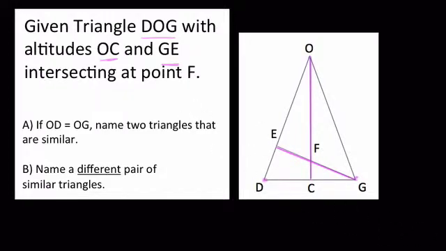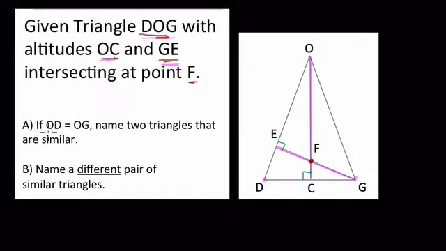Altitudes, remember, form right angles, right? They're the perpendicular line from a vertex to the side of a triangle, and they intersect at point F. Okay, so that's this point right here. I always label things as I go because seeing the letters alone and the diagrams separately can be overwhelming. So I always label as I go to make sense of the problem.